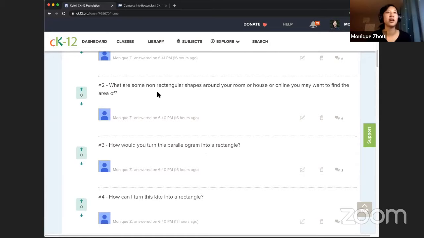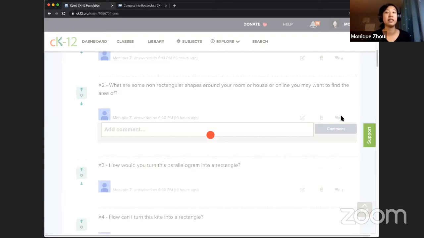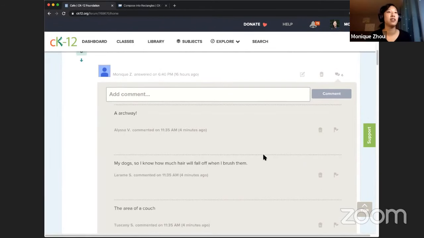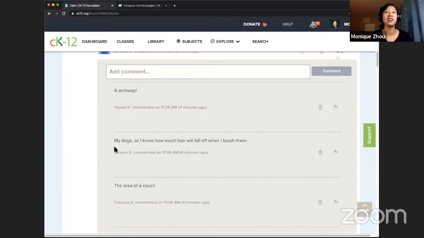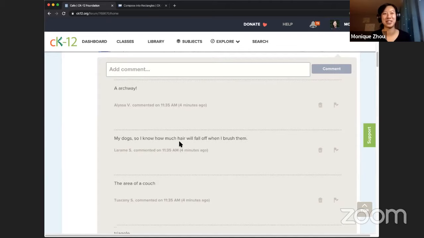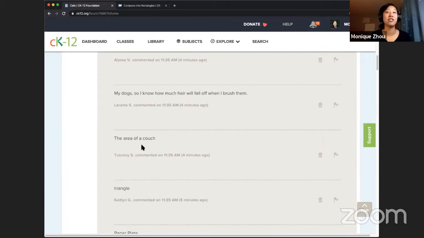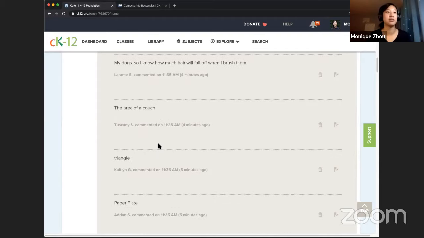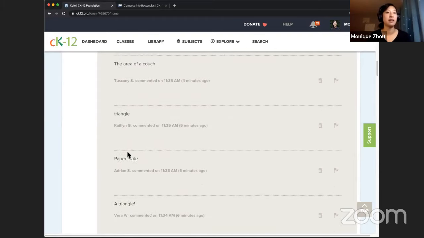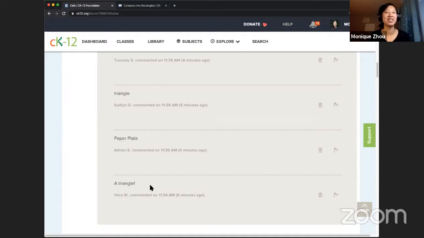So, what are some non-rectangular shapes around your house or your room or online you may want to find the area of? Let's see. Look, an archway. I like this response. My dogs, so I know how much hair will fall off when I brush them. The area of a couch, right? Yeah, a couch has like a back, it has the cushions, it has an armrest, a triangle, paper plate, a triangle. Nice. I like these responses. Okay.